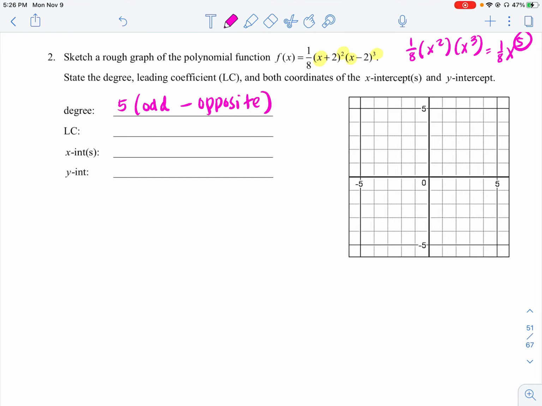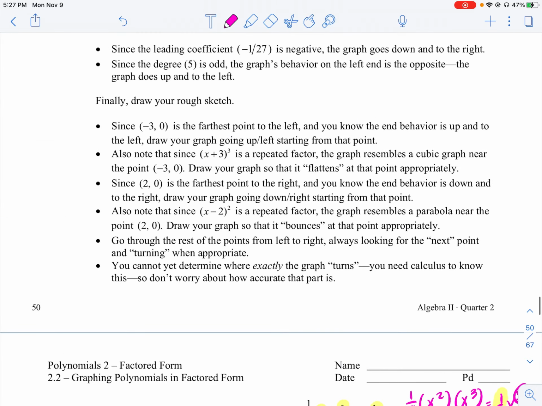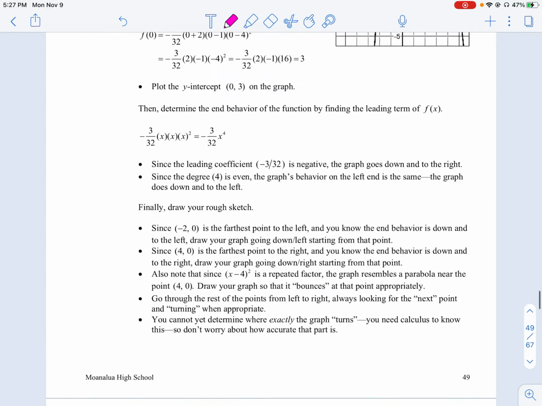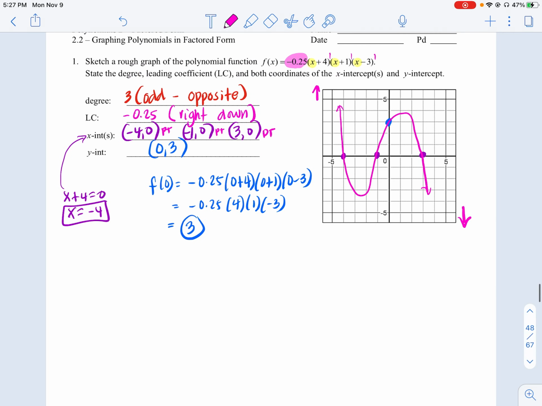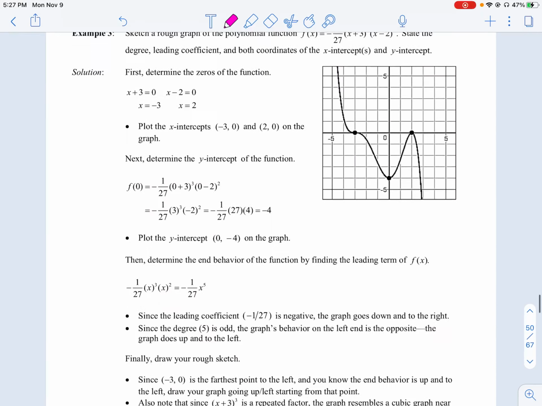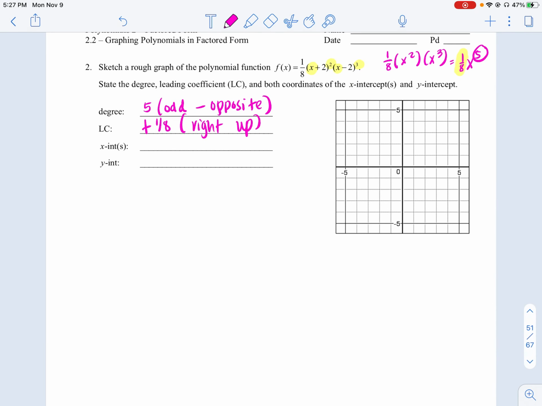And then for my leading coefficient, it's this number right here. It's very important that I note that my leading coefficient is a positive 1/8. Positive means on the right side, it goes up. If you take a look at my previous example, let's go back quickly, my leading coefficient is negative. That's why on the right side, it's going to be down. And so here, the right side is up, and they need to go in opposite directions. That means on the left, it's going down.